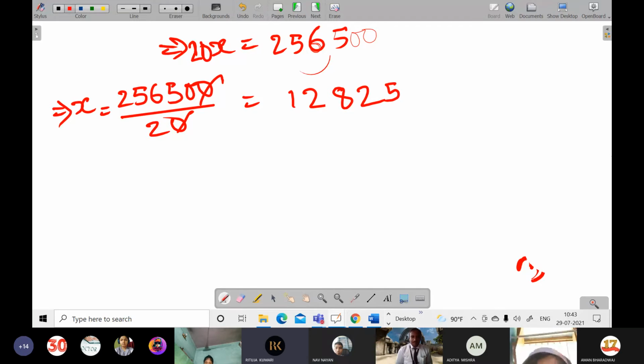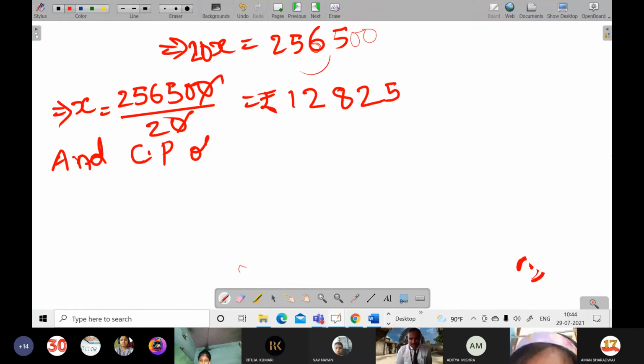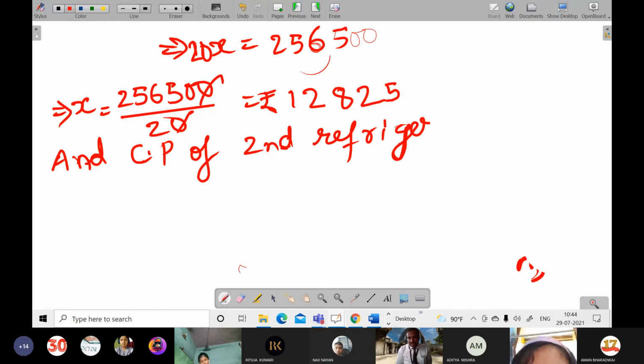Now answer. I thought 2 is left only, but it was already divided. So this is one of the costs, and you can say CP of second refrigerator, you can write, CP of second refrigerator is equal to... now I think you all will be able to find, yes.